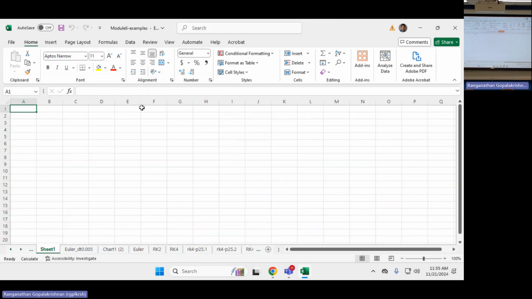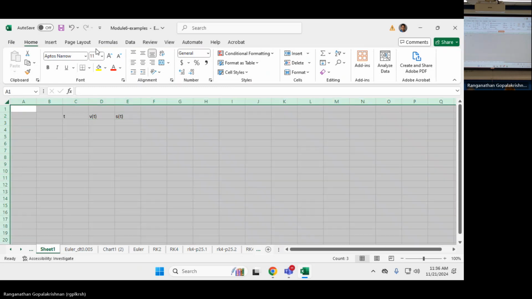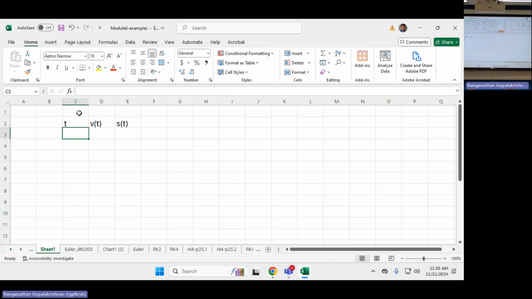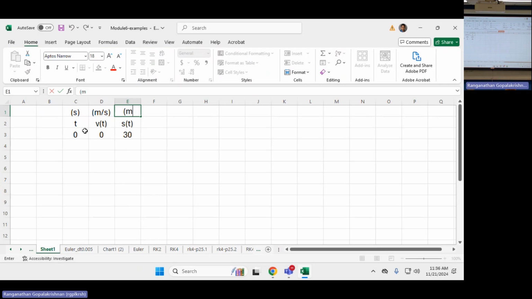Okay. So I want to compute the speed or time and then the speed v of t and then the distance s of t. All right. Time 0, speed is 0 and position is 30 meters. This has units of second, meter per second, and then meters. So we'll use a dt, which is 1 second. We'll see if we made any mistake, or otherwise we'll go for a smaller time step.